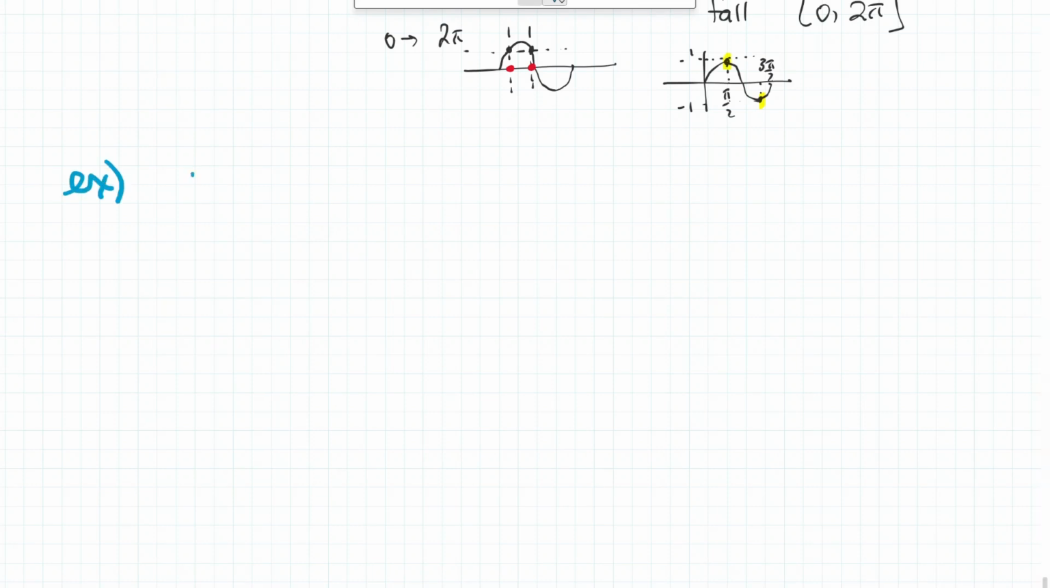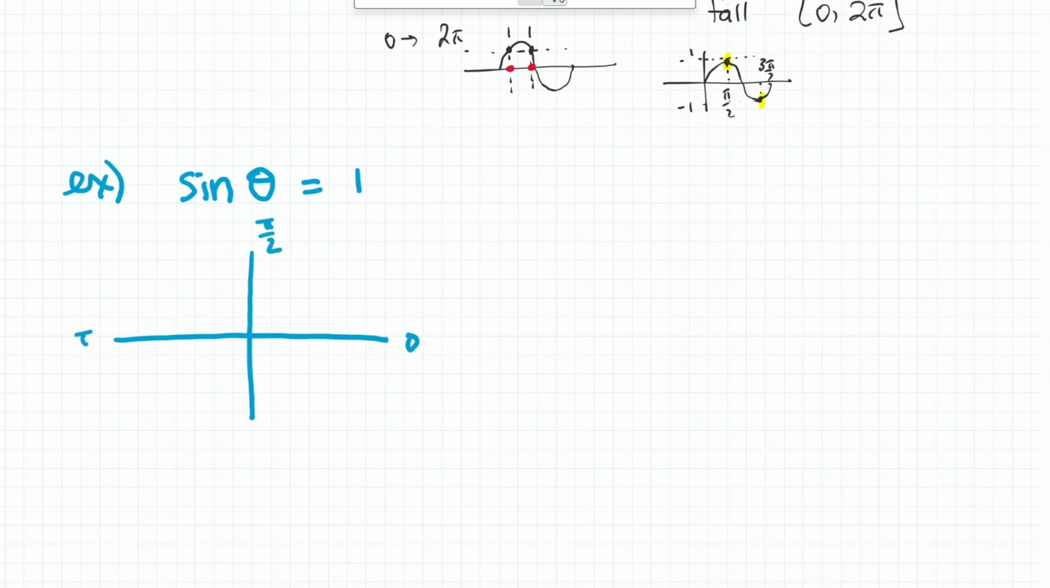Okay, so what if we have, like I said, sine pi over 2? What if we have sine equals 1? Sine theta equals 1. What is the angle? Well, I think I just told you, but let me show you what that looks like on our unit circle. So we are setting it up: 0, pi over 2, pi, 3 pi over 2, and 2 pi.